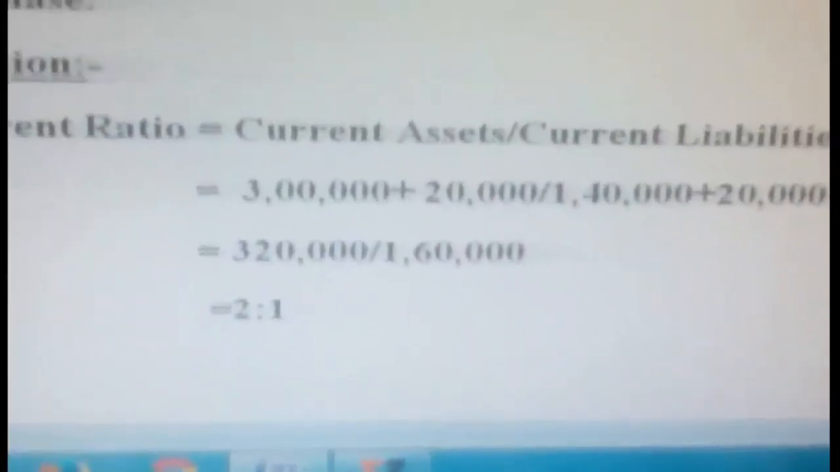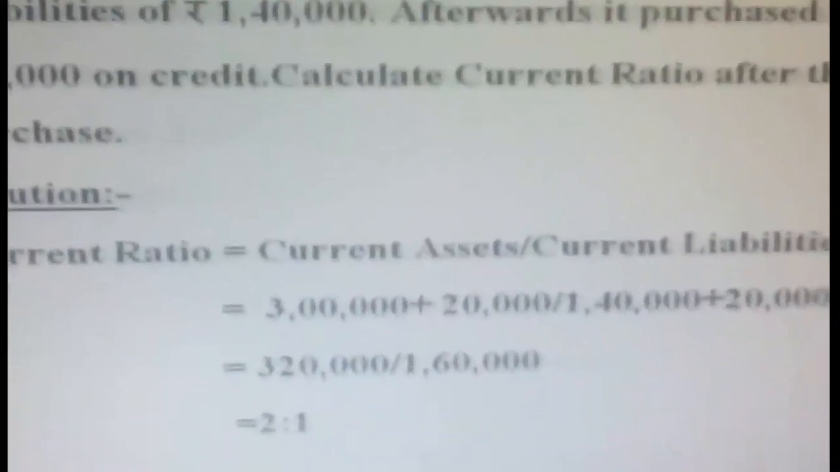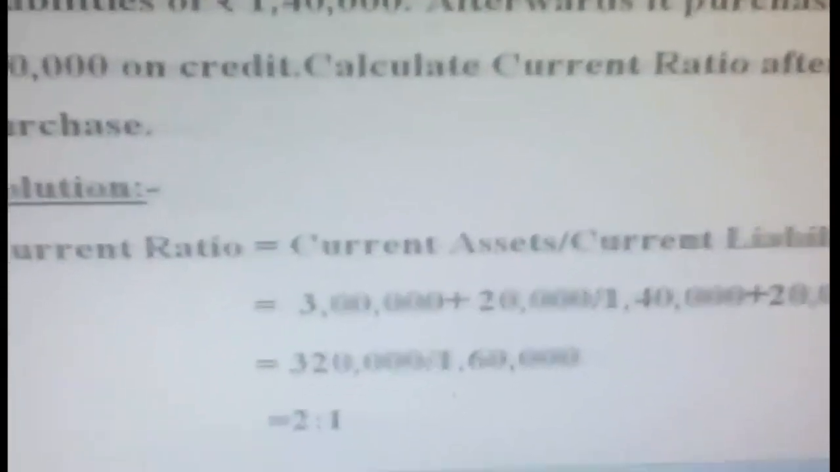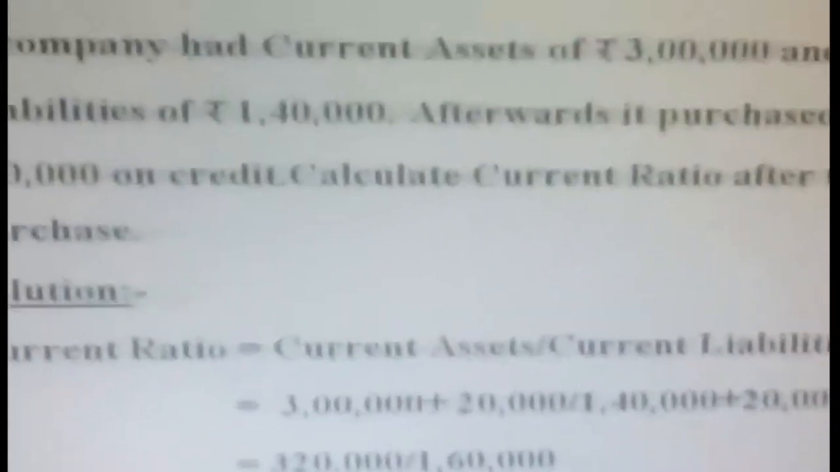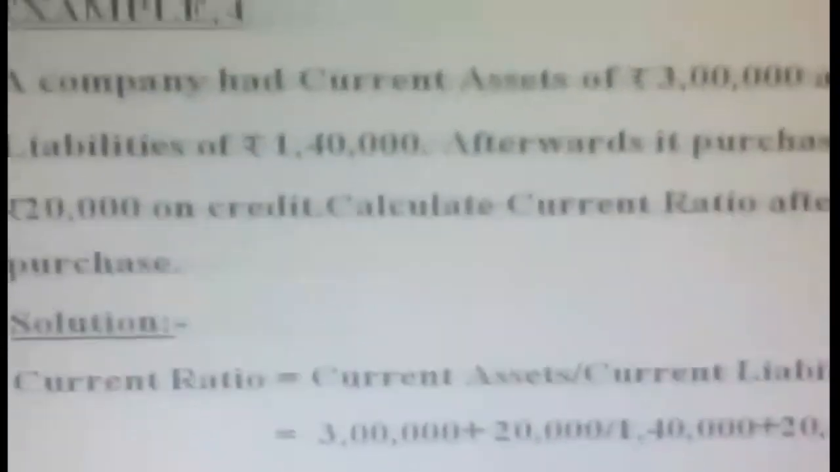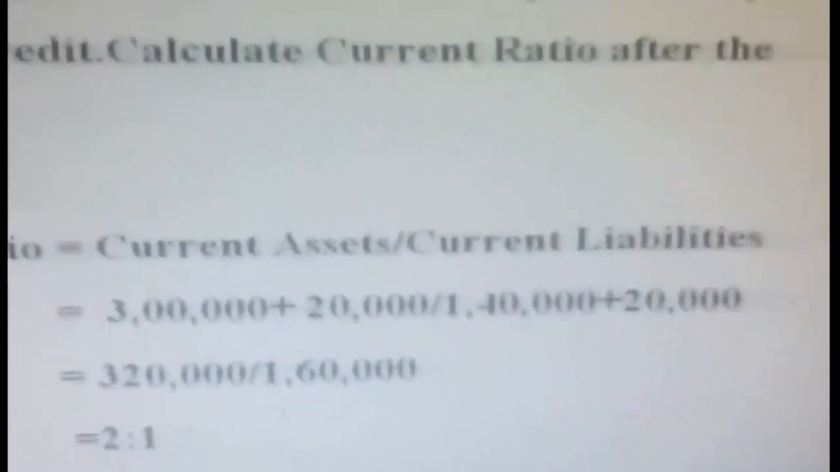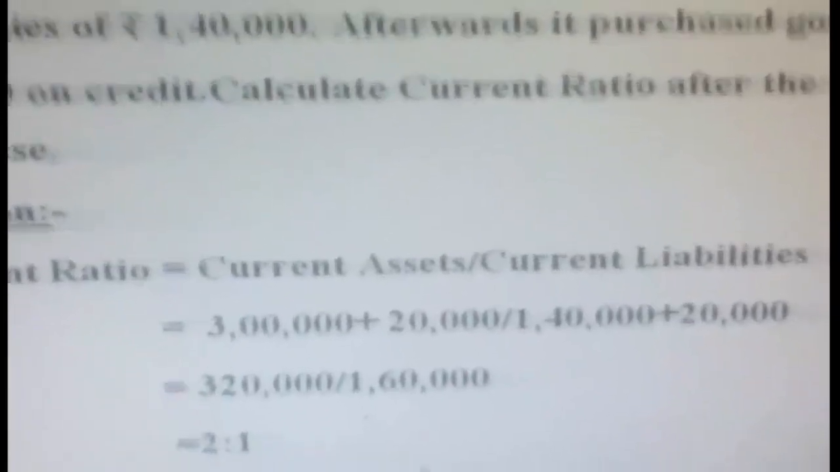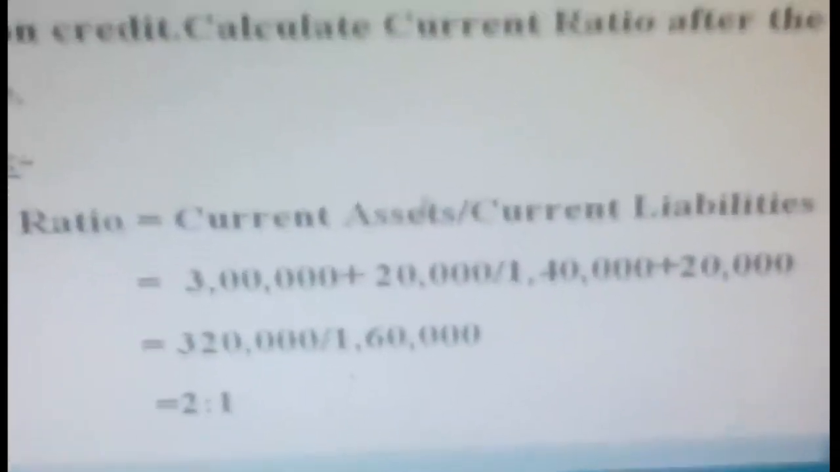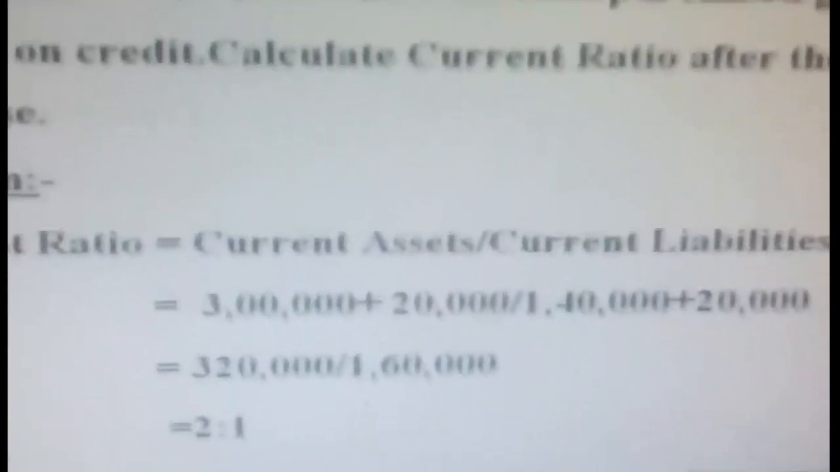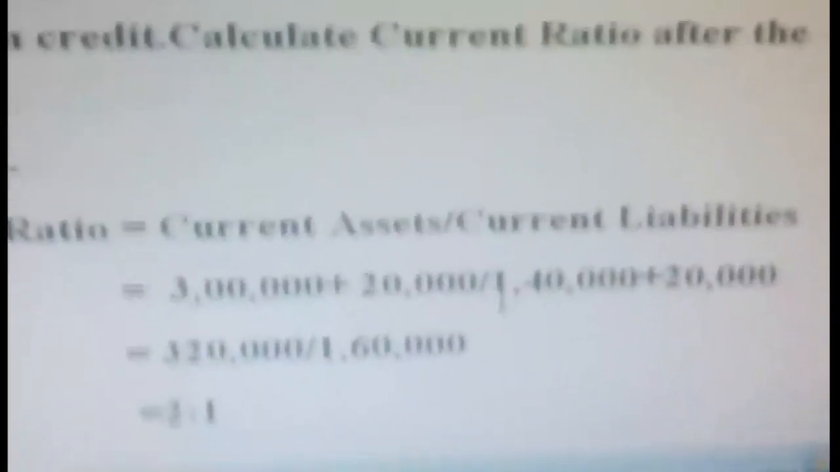Okay, here what you have to do? Current assets we know only 3 lakhs. So when you purchase, naturally what will happen? Stock increased. That's why add plus 20,000. Whenever stock is purchased on credit, naturally creditors also increase. That's why I mentioned here 1,40,000 current liabilities plus 20,000. So on both sides we have 20,000 for purchase of stock. Naturally the purchase increased, that's why my stock is included. That's why 3 lakhs now becomes 3,20,000.